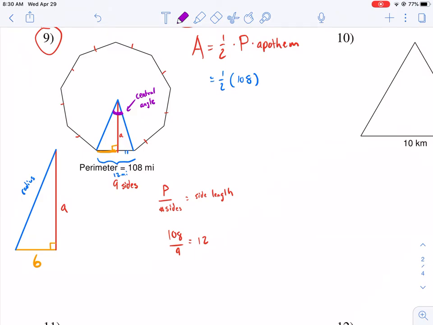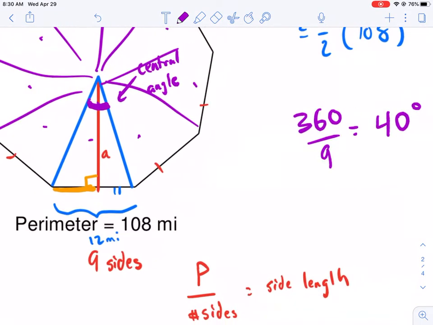So what is the central angle? Well, if you were to draw all these triangles, you're going to notice that there are 9 triangles: 1, 2, 3, 4, 5, 6, 7, 8, 9. So if we do 360 divided by 9, that's going to tell us the central angle. So our central angle is 40 degrees. 360 divided by 9 triangles with that vertex gives us 40 degrees, so that whole distance is 40 degrees.